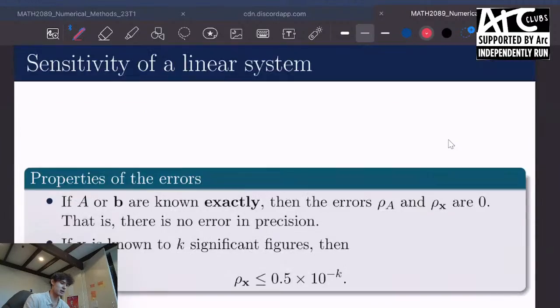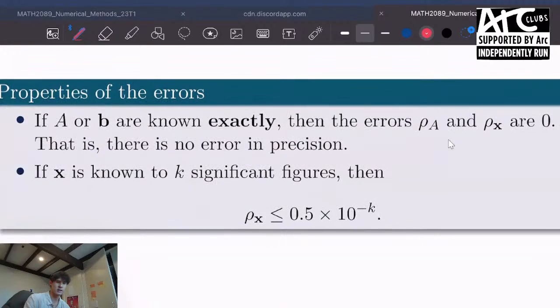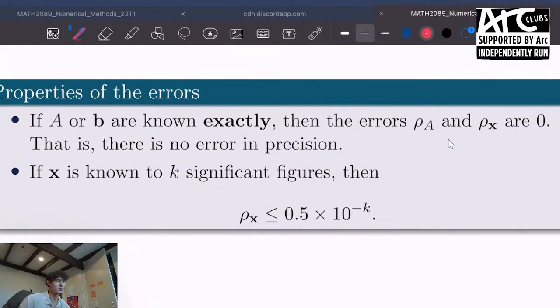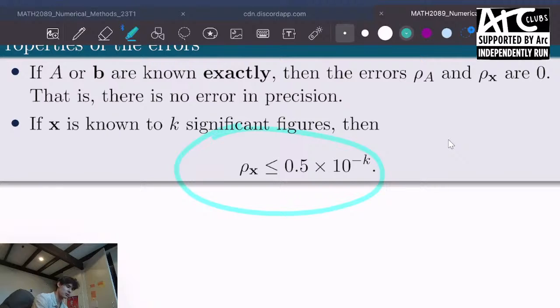So now, when it comes to these relative errors, if we know A or B exactly, then the relative error is 0. Now, if we know some value to k significant figures, then the relative error is bounded by 0.5 times 10 to the negative k. So that's important. So that will help us. If we know it to k significant figures, say we've got measurements from an experiment, then we can use this as an upper bound on the error.